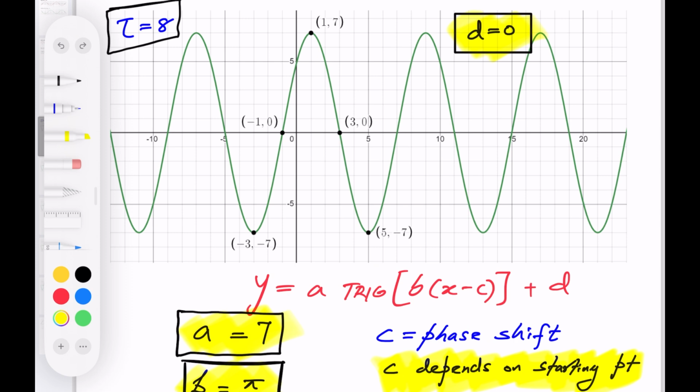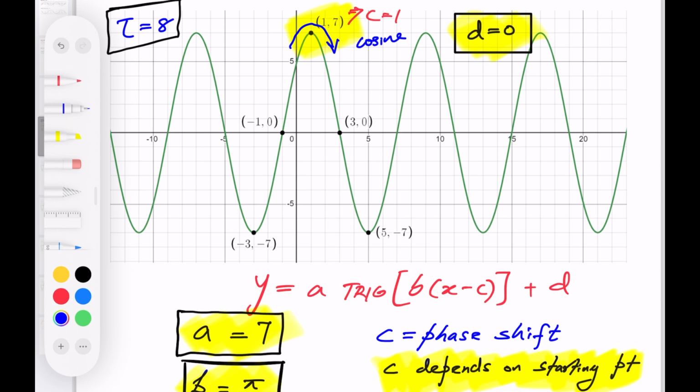So let me go ahead and select a starting point. How about considering the point right here, (1, 7), as the starting point? As soon as I select that point, we know that it's shifted 1 unit to the right, which means for that point, c should be equal to 1. The behavior around that point is like this, which exactly is the behavior around the starting point of the basic cosine curve. Therefore, we are going to write down a positive cosine equation around that point.